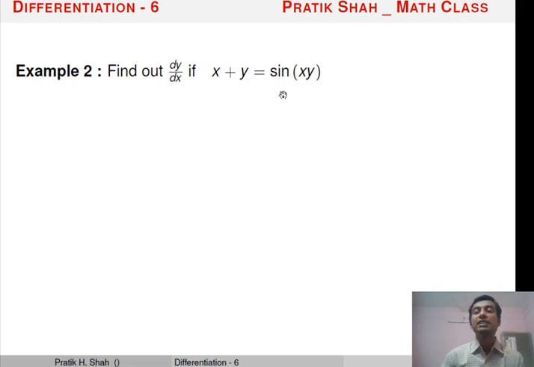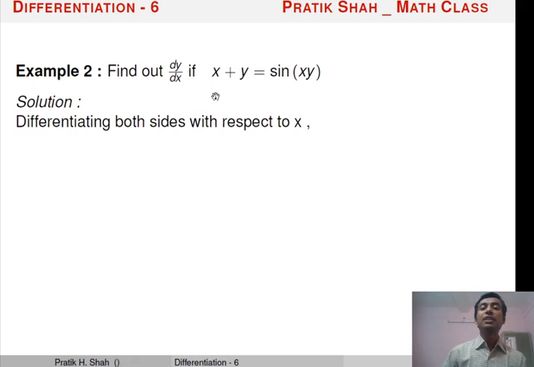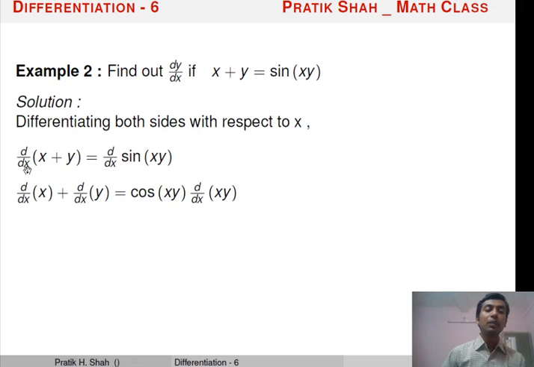x plus y is equal to sin xy is given, and again the question is to find dy by dx. So differentiating both sides with respect to x, we get d by dx operator on both sides. Here we can easily separate both the terms. So d by dx of x plus d by dx of y is equal to, here again the chain rule will be applicable. In the chain rule we start from the outermost function and then go inside. So first of all, the derivative of sine is cos, hence it will be cos xy into the differentiation of the inner function, which is xy.